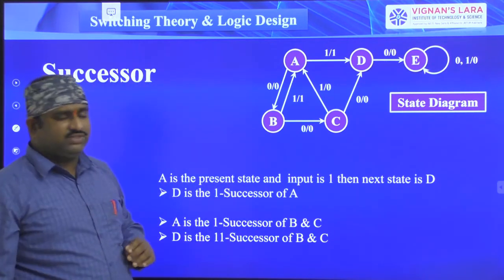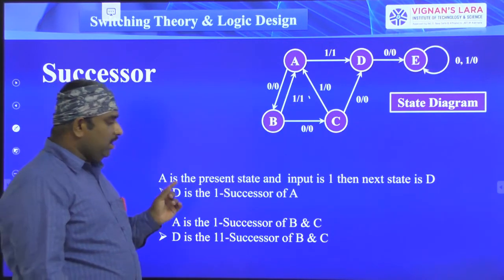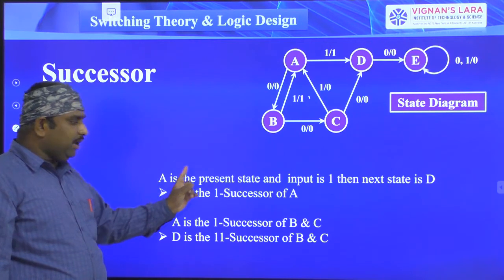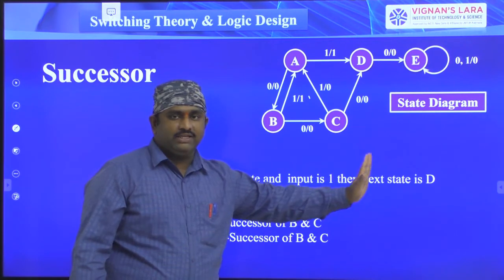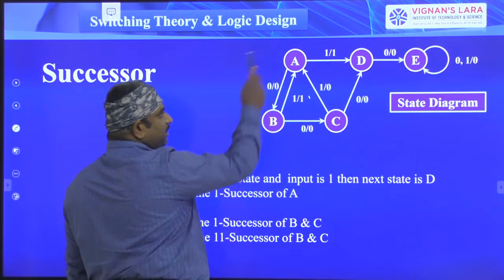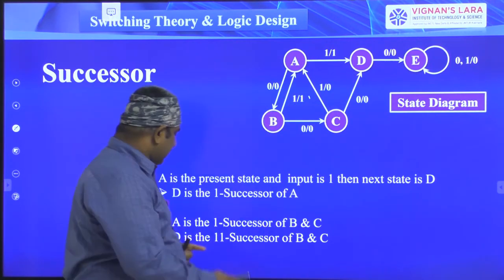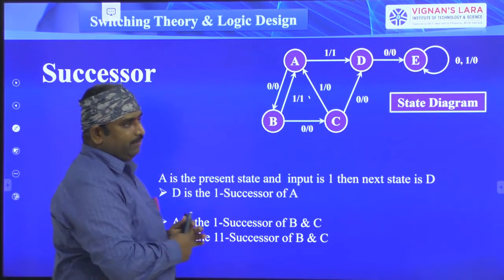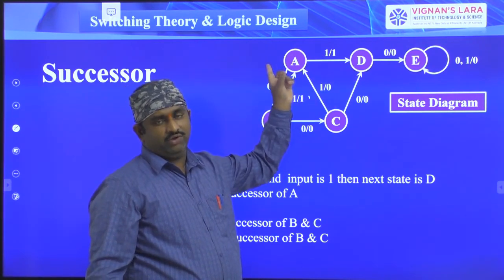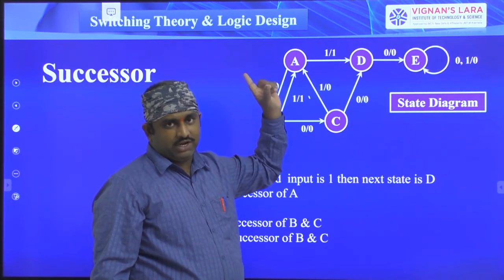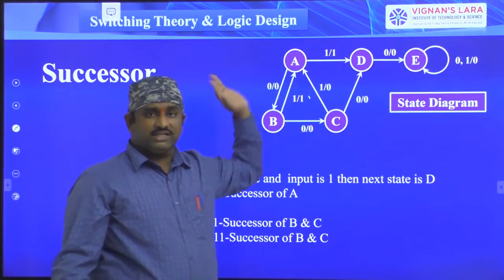Now coming to the definition of successor. Here in the state diagram, you have to know what is meant by successor. See here, A is the present state, and if input is equal to 1, then next state is D. Then D is a successor of A. That means if A is the present state and input is 1, then the next state is D. Now D is a successor of A.